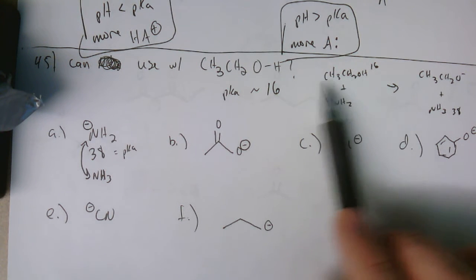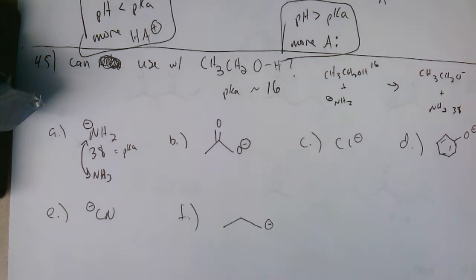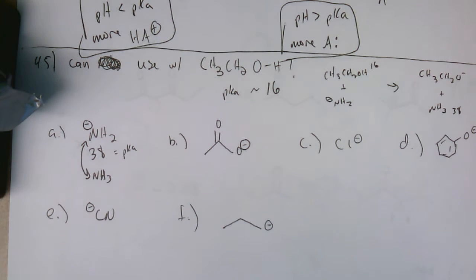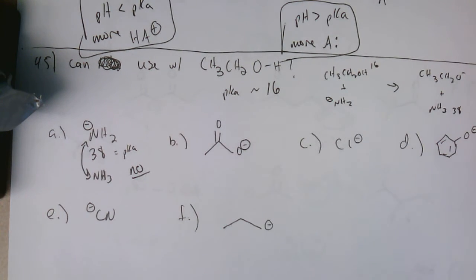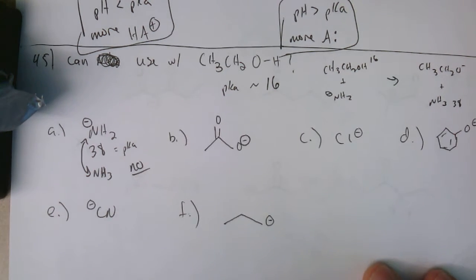I want my ethanol to just be a solvent and just be there to dissolve everybody and not actually react with anybody, because I want my things to react with each other and not the solvent. So in this case, no, we can't use NH2 because it's going to react with our solvent. This guy is going to react with our solvent. That's what I'm trying to say.